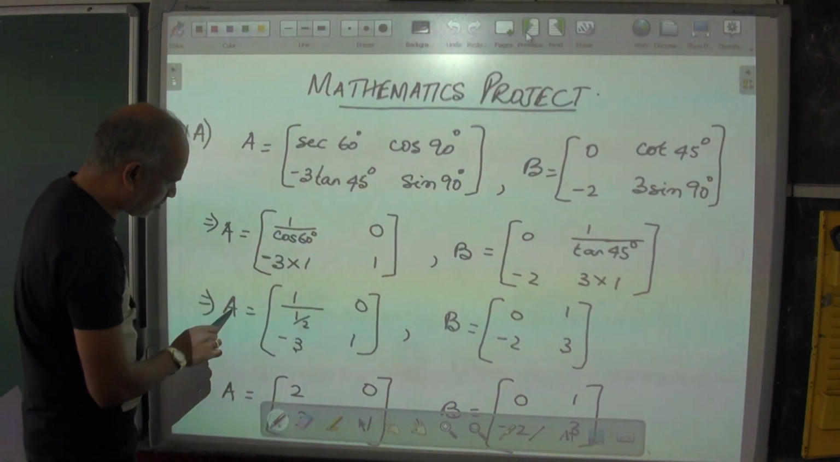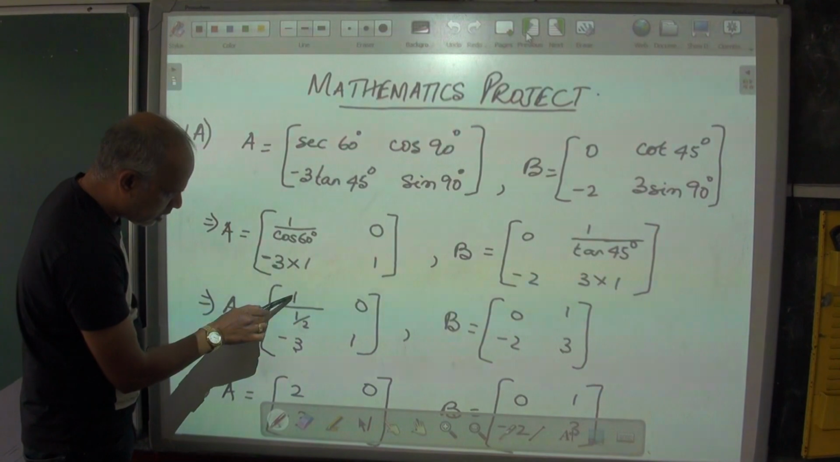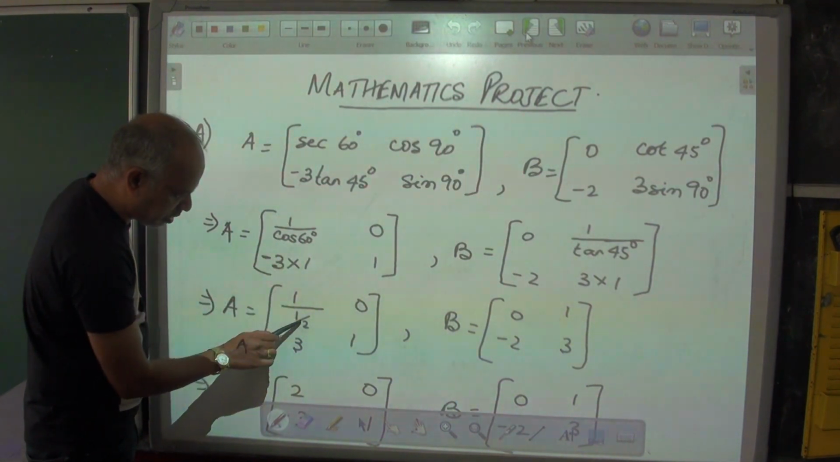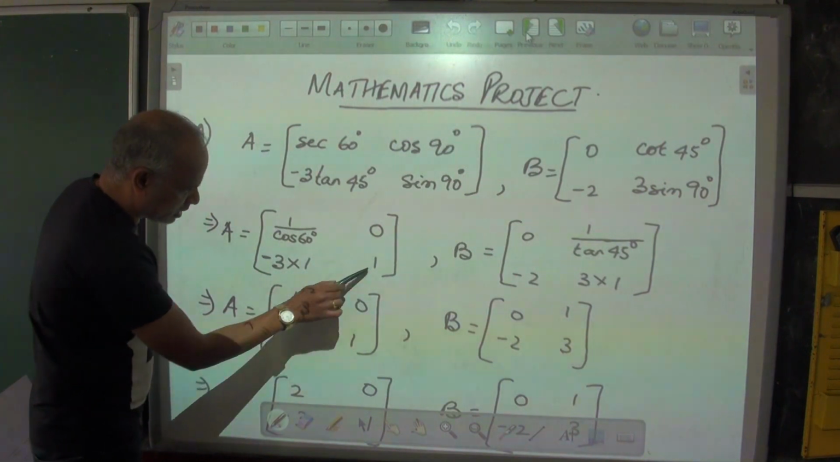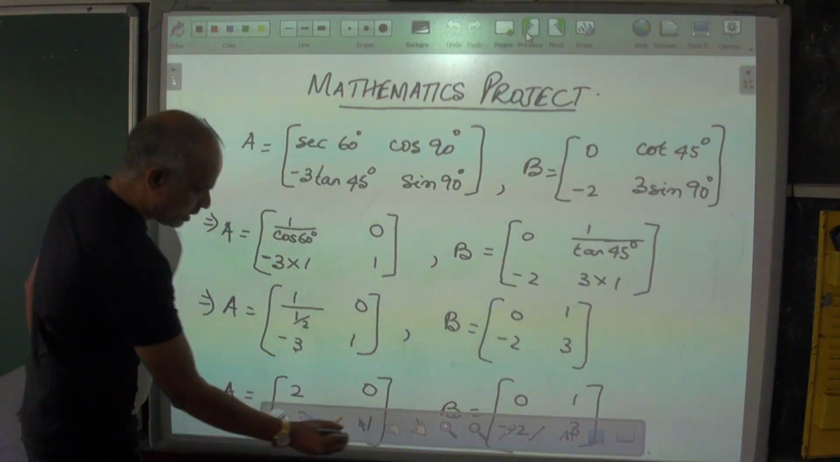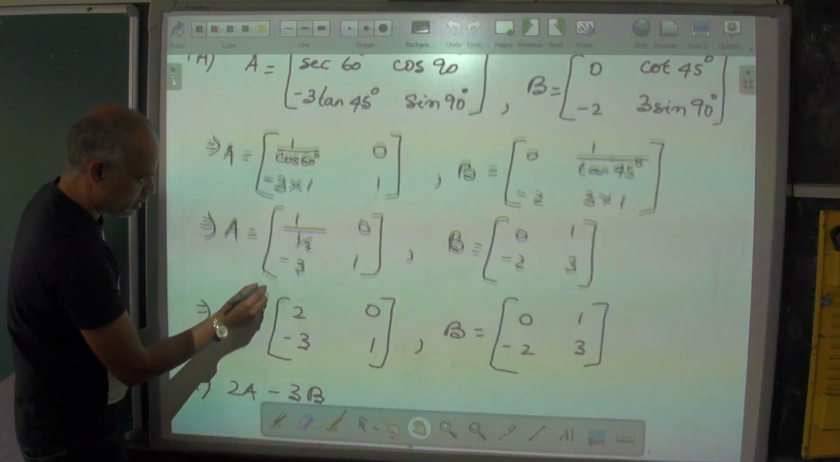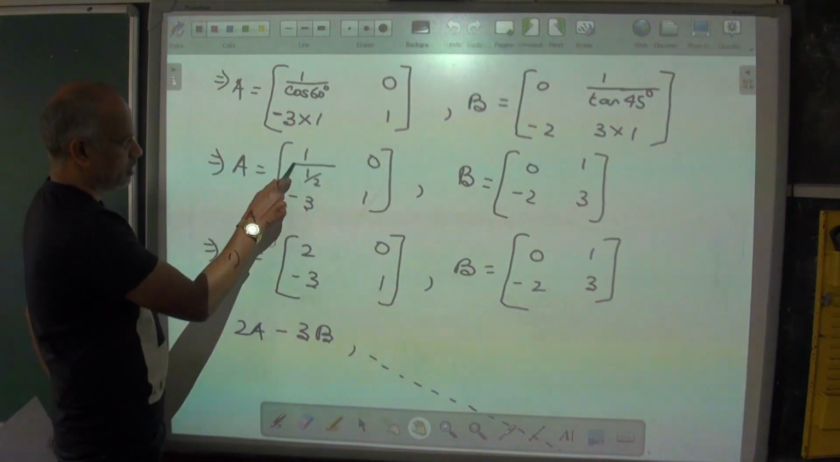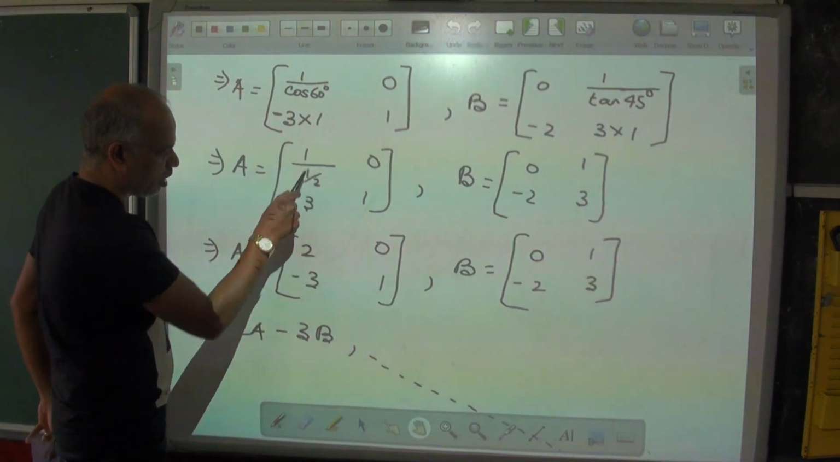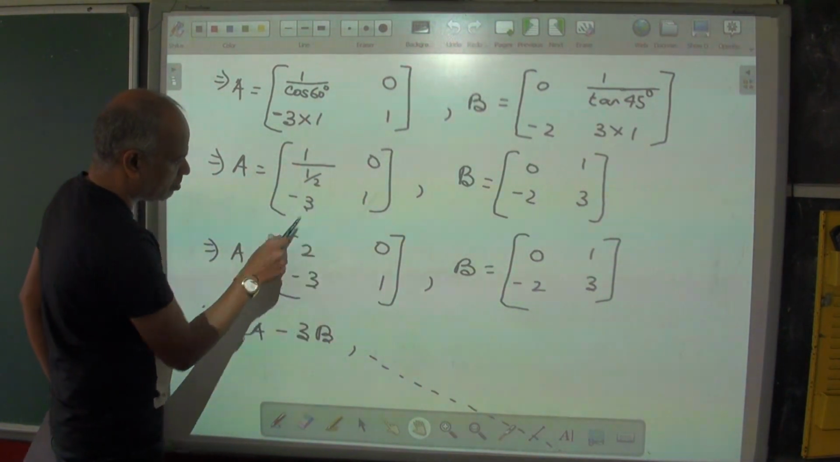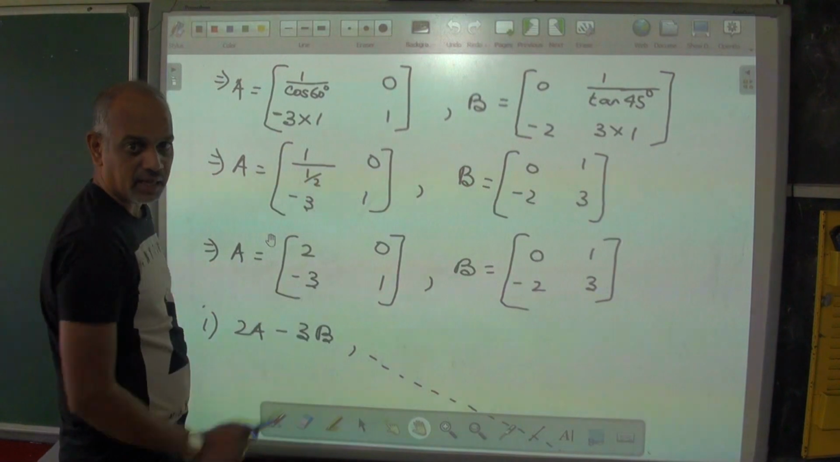Okay. So A is a matrix. Again 1 divided by cos 60 is 1 by 2. 0 is here. Minus 3 into 1 is minus 3. And this 1 is here. Okay. Now this if you simplify you get matrix A is this, 2 will go up. So that's 2, 0, minus 3, 1 is matrix A.